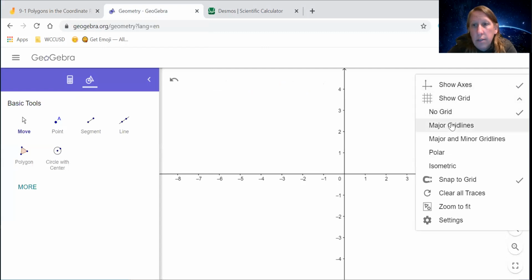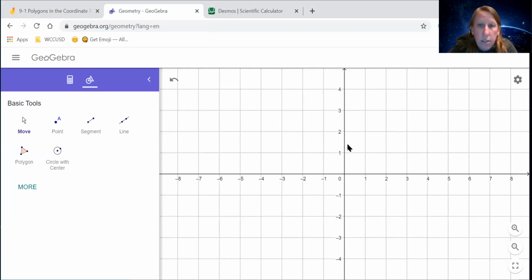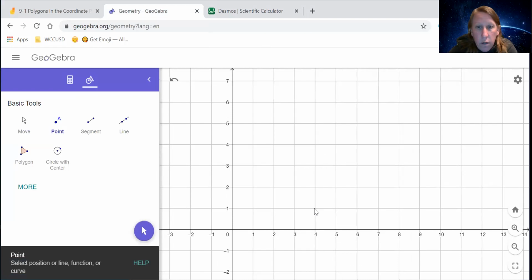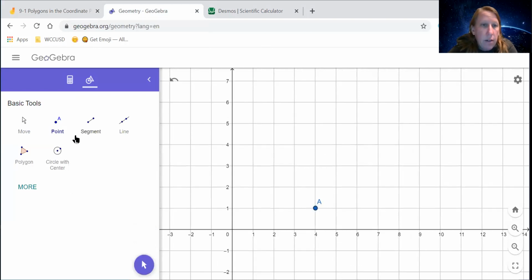Turning on the grid lines, and I'm going to adjust this a little bit. Okay, there is a point at (4, 1), there is a point at (2, 7). Did I get that right? I think there's one at (8, 5). Okay.